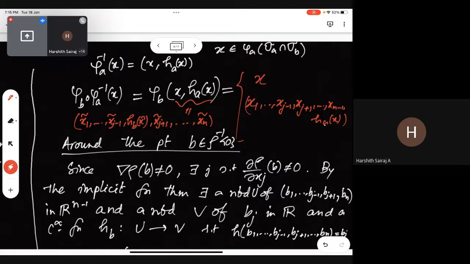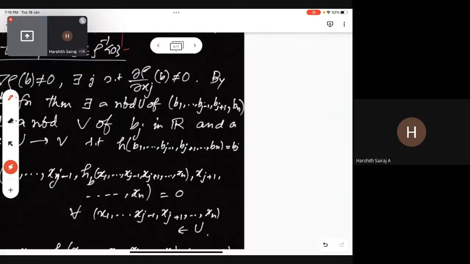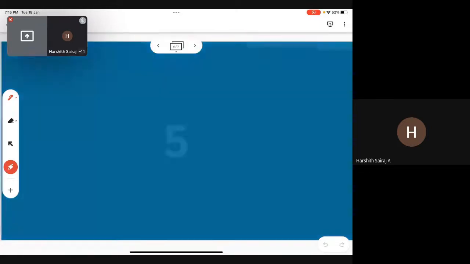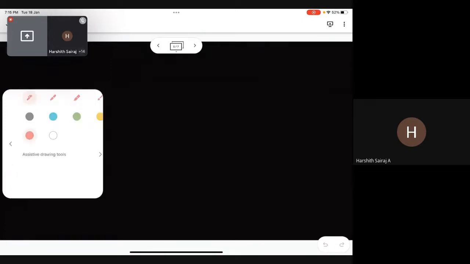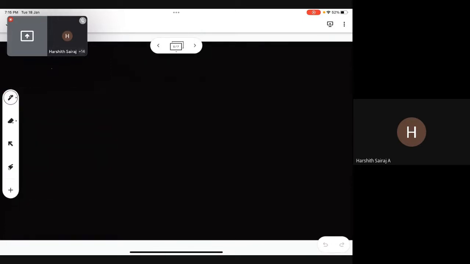Does this make sense? And the other coordinates actually make this invertible. So check this one. This is an exercise, but I'll explain again if you are not clear. So check that.